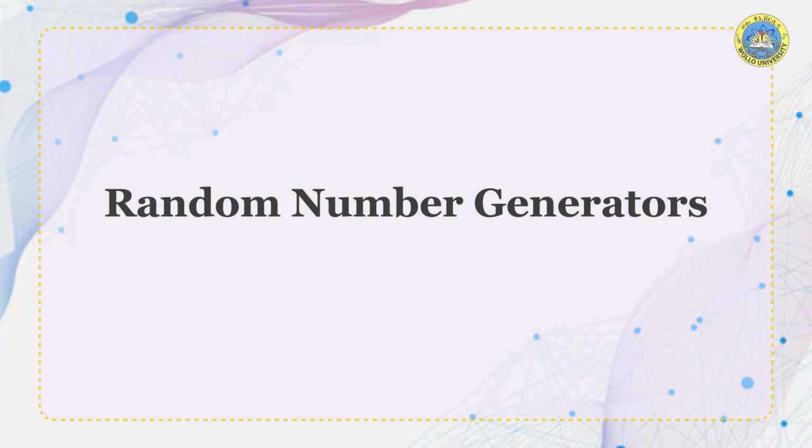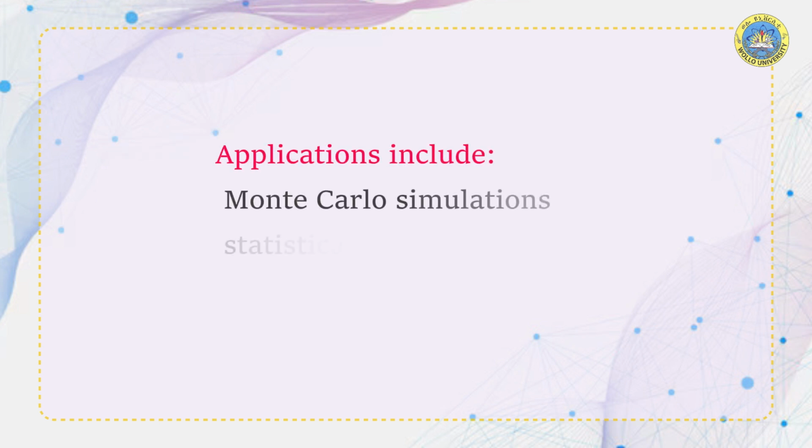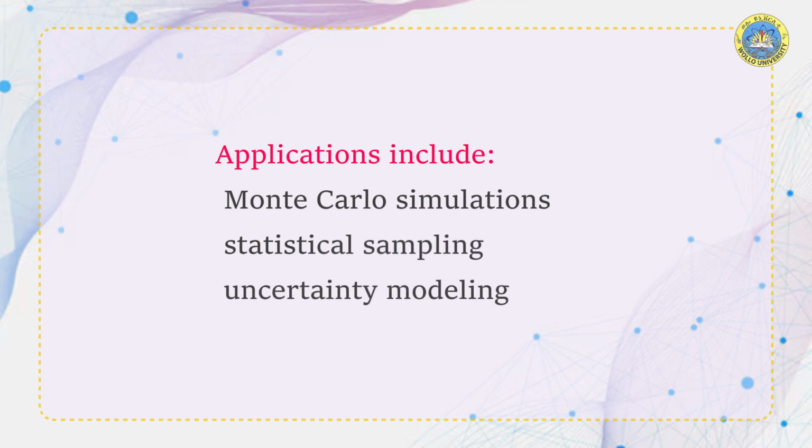Random number generation is important in computational simulation and statistical modeling. Random numbers are used in applications such as Monte Carlo simulation, statistical sampling, and uncertainty modeling. They allow scientists to simulate complex systems that involve randomness or uncertainty.